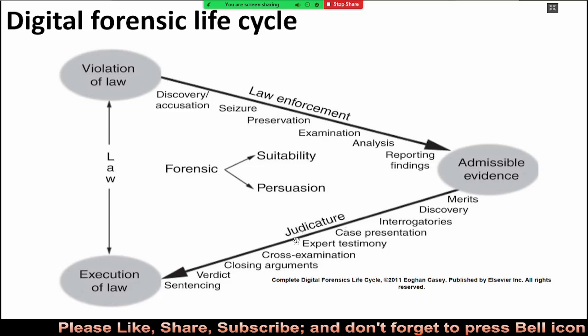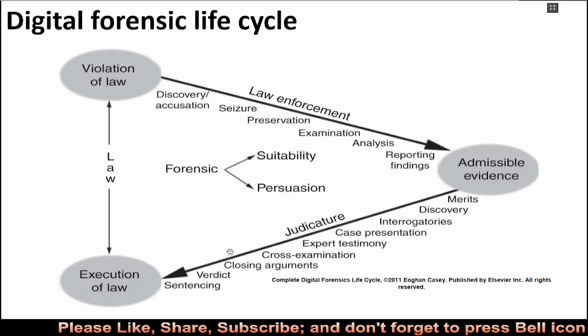Then expert testimony can be taken. Even if you created the report, third party testimony can be taken on these particular things, and cross examination happens. When this cross examination happens, we get the arguments, and when all these things are done, the closing arguments are placed by the lawyers of both parties before the judge. And the judge, based on all the observations, gives the verdict.